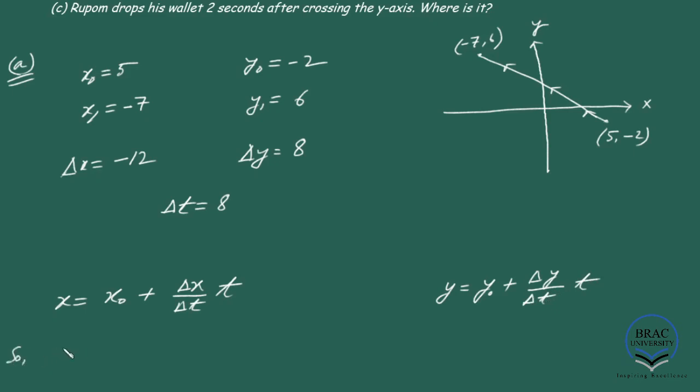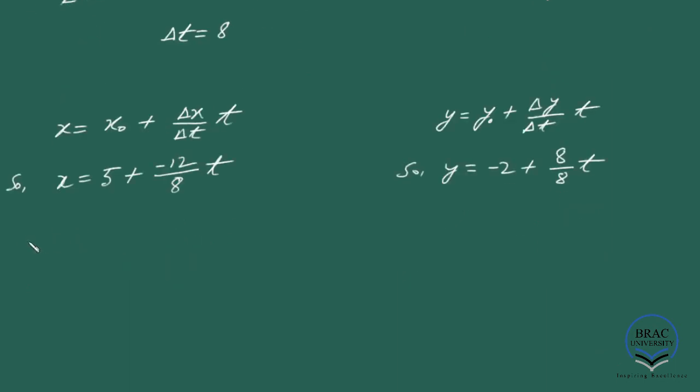So we have x for x. We found x naught to be 5 plus, for our case, del x is negative 12, and del t, which we found to be 8, times t. And over here, the y coordinate for Rupam is y naught, which is negative 2, plus del y, which is 8, over del t, which is also 8, right?